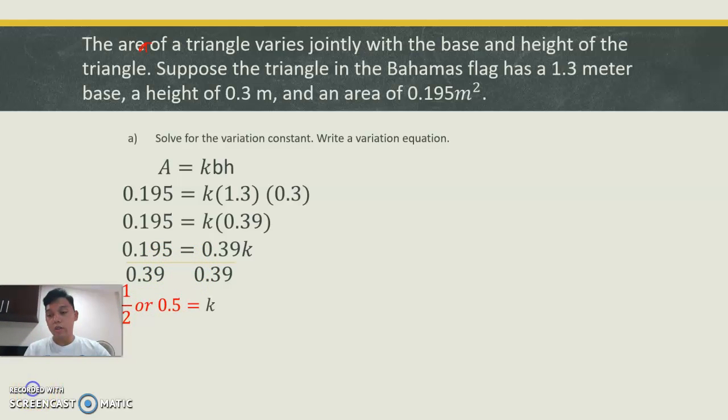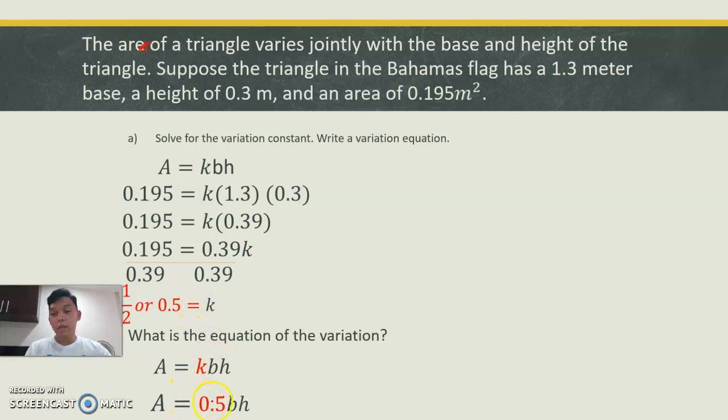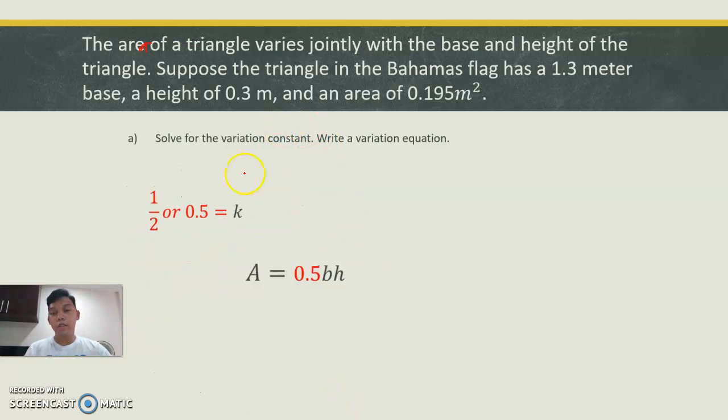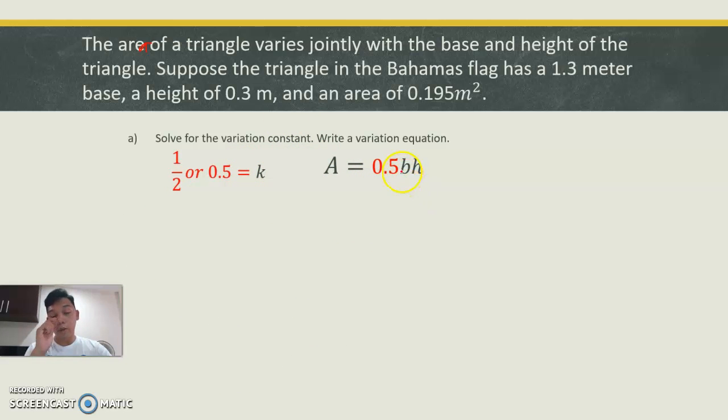1/2 or 0.5. So therefore, the equation is A equal to KBH. Just replace the K with either 1/2 or 0.5, BH. So the area is equal to 1/2 base times height. Now this is our constant of variation and then our equation.